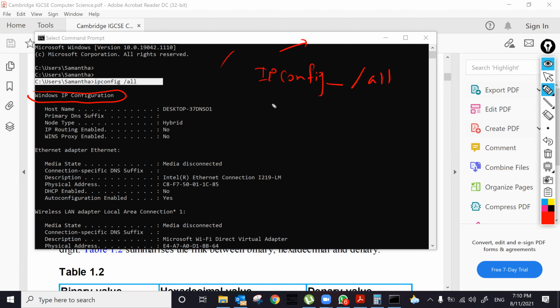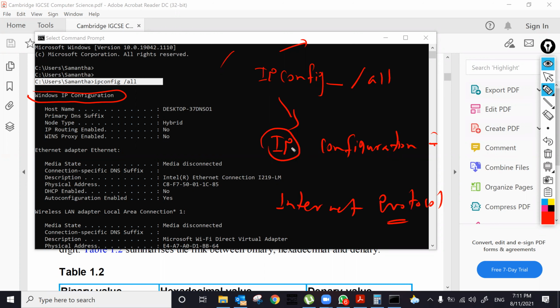But I am smart enough to map these things to your syllabus as well. IP config, the meaning of IP configuration, is not a big thing, very simple. I will make it simple. IP means internet protocol. Every computer, every network-enabled device, if you want to access the internet, should have this kind of IP address. IP stands for internet protocol.